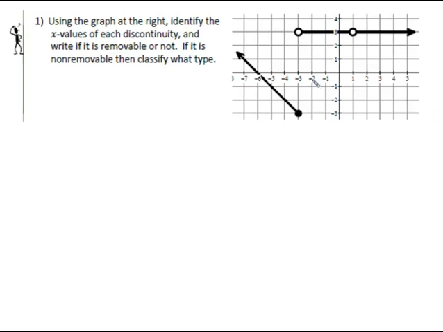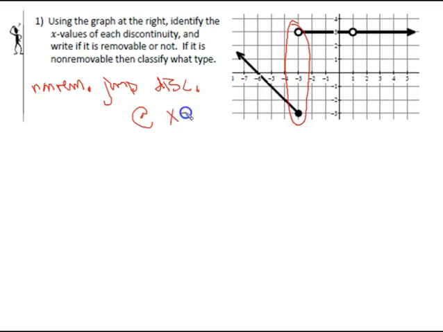Alright, so let's see how we did. If we take a look at the graph, the first one I kind of noticed right here is a jump discontinuity, and more specifically that would be a non-removable. So we can say non-removable jump discontinuity at, and the specific x value where that occurs is -3.